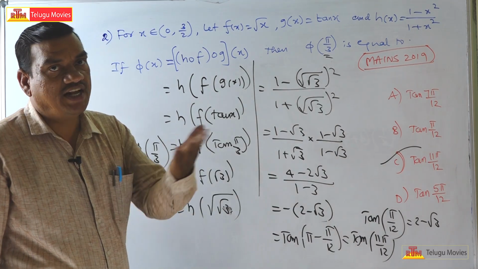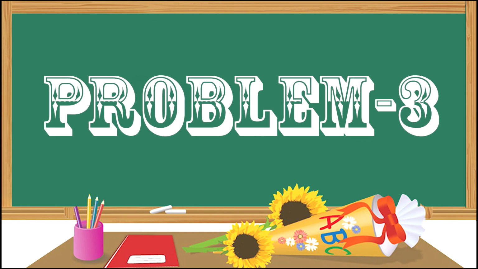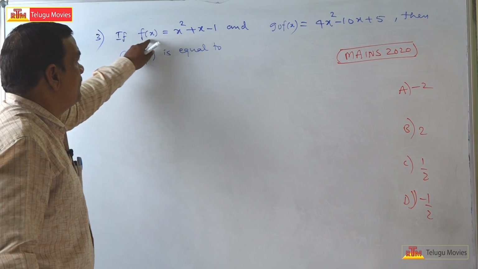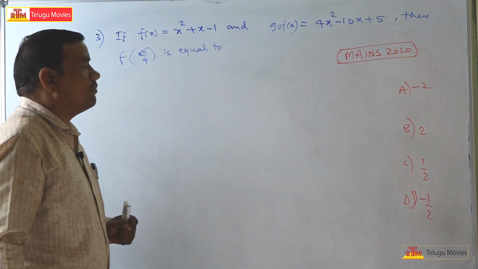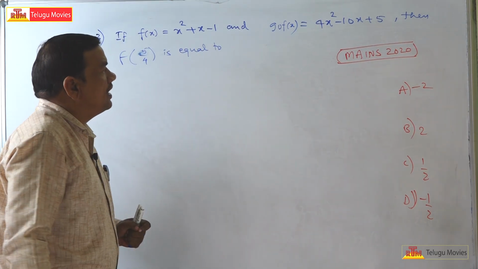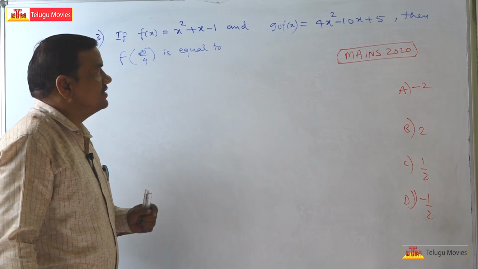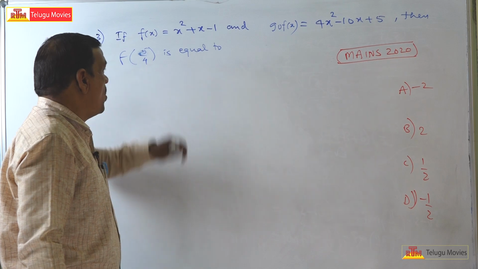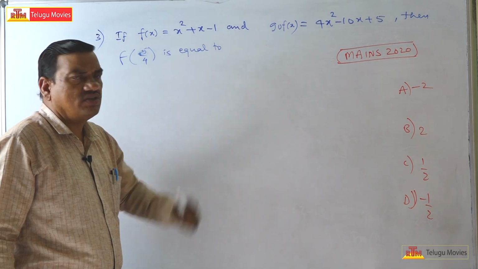Let us go for the next problem. Welcome to the third problem. If f of x is equal to x square plus x minus 1 and g circle f of x is equal to 4x square minus 10x plus 5, then find g of pi by 4. It was asked in 2002.